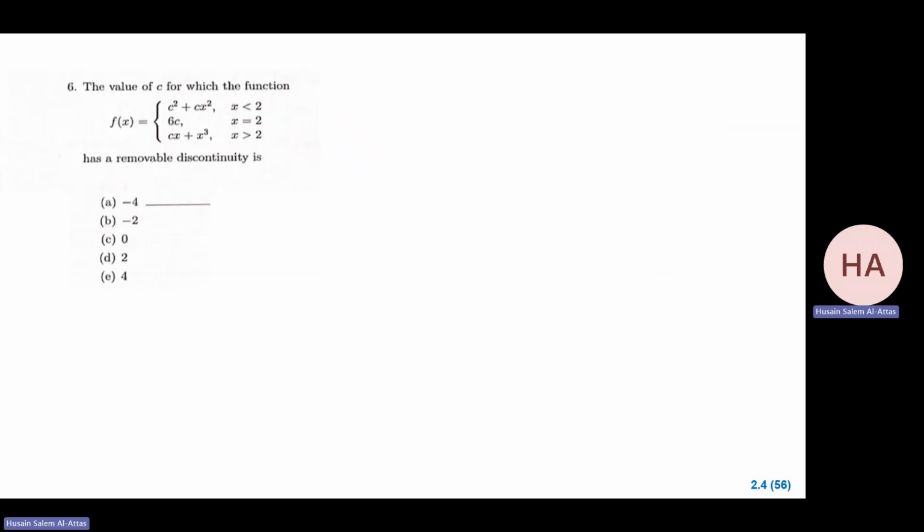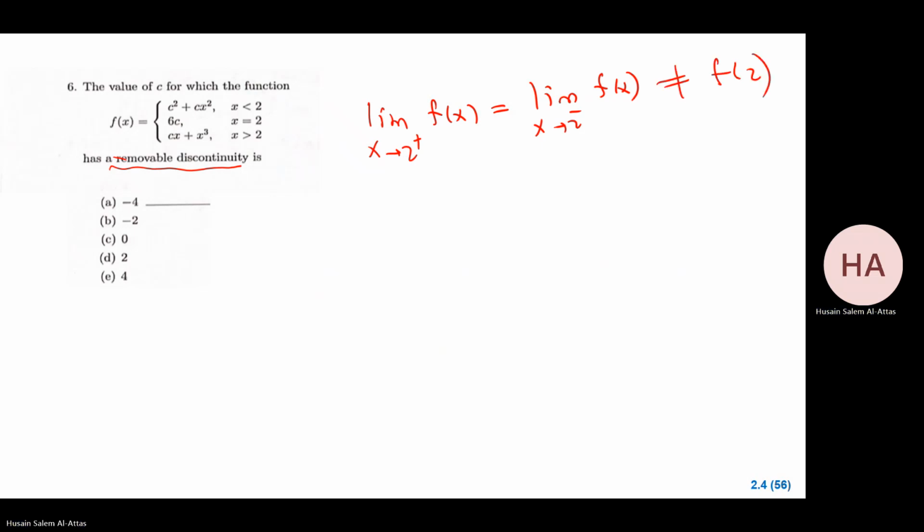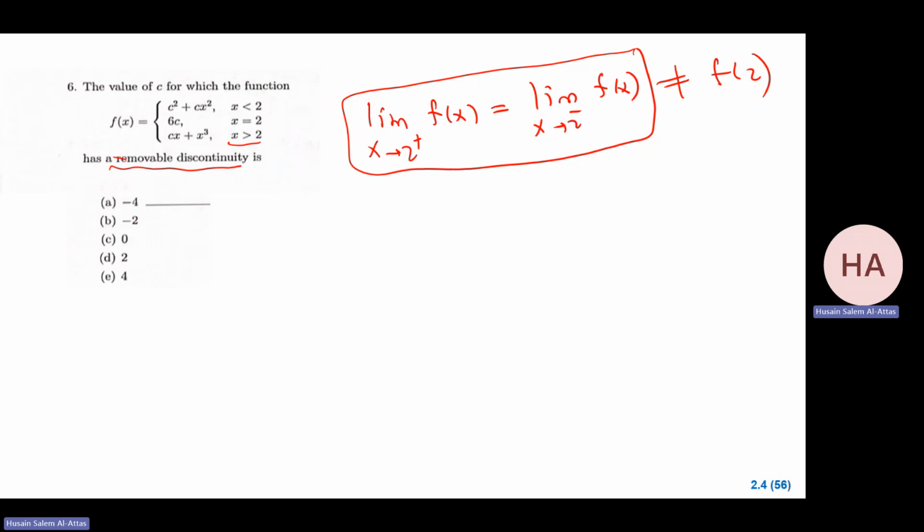The value of C for which this function has a removable discontinuity. You want to check when it has a removable discontinuity. Removable discontinuity means the limit from right equals the limit from left. They should be equal to each other to start with, but not equal to f at 2. Okay, let me check from right. I'll do this first to find the possible values of C. I have 2C plus 8 equal.